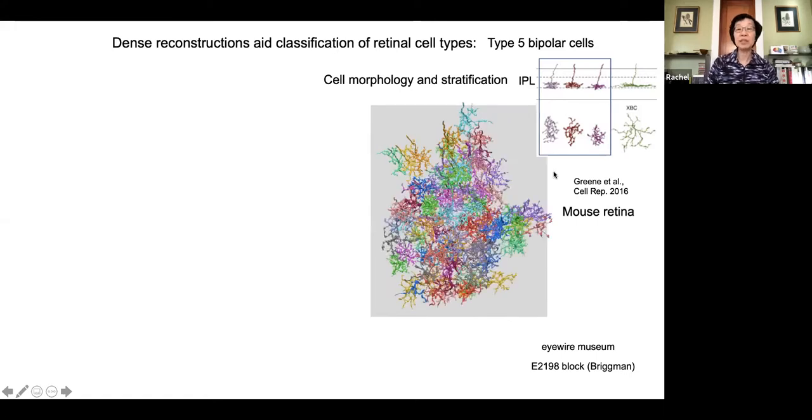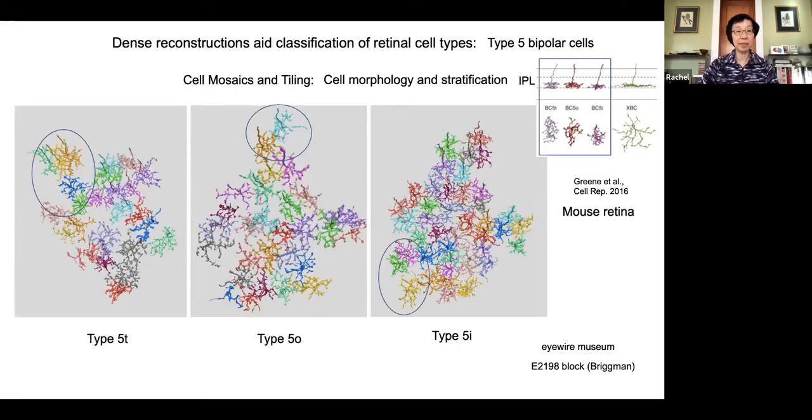If you do a dense reconstruction of all the axons, in this case, that are small field and stratified within this region, and apply a fundamental organizational principle of the retina, and that is individual cell types tend to form cell mosaics and their arbors tile, then in fact, you can separate out this almost messy population into 3 distinct subtypes, in this case, subtypes of type 5 bipolar cells.